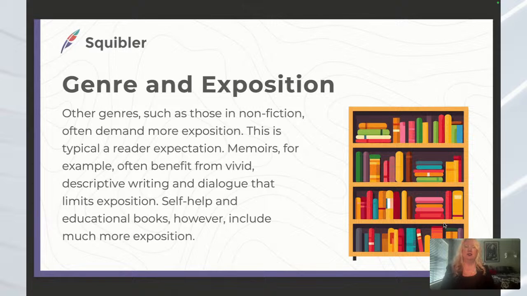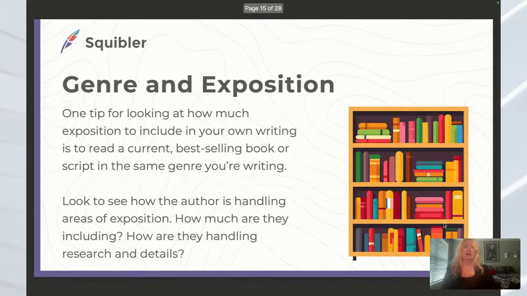Other genres, such as those in nonfiction, will obviously demand more exposition. This is a typical reader expectation. Memoirs, however, are still going to benefit from vivid descriptive writing and dialogue that limits exposition. So if you're writing a memoir, it's important to make sure that you're including things that are not just exposition there. Self-help and educational books, of course, are going to include more exposition. We expect those when we are reading those kinds of genres.